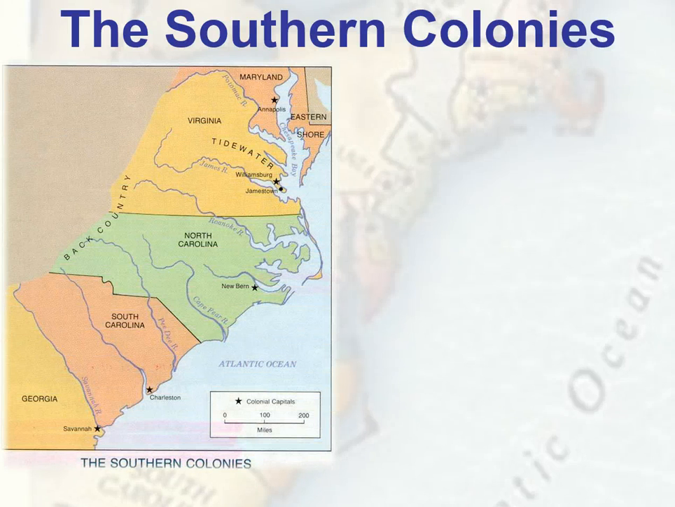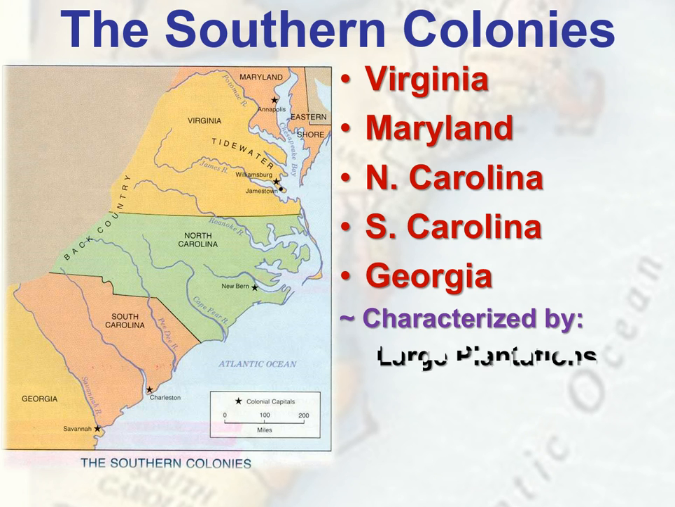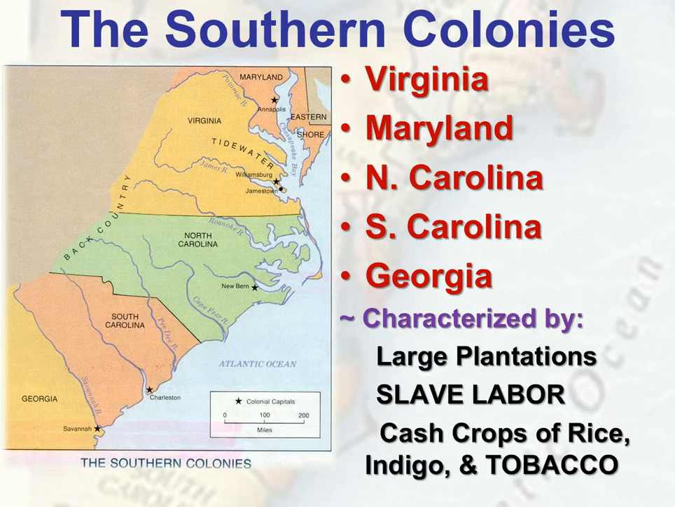Welcome back. You should have come up with Maryland and Virginia and North Carolina and South Carolina and Georgia. And these colonies are completely defined by their lack of cities, large plantations, slave labor, and their cash crops of rice, indigo, and tobacco. I mean, this was about money, this is about land, and you can just see all the space that there is to grow that stuff.